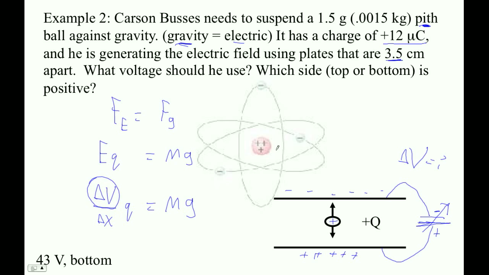So that means we want this guy all by himself. Let's put the Q in the denominator and the X in the numerator: M times G times delta X over Q. Does that do it? Yeah, it does. Let's try it. So 0.0015 kilograms, 9.81 newtons per kilogram. Delta X is, is it 0.035?